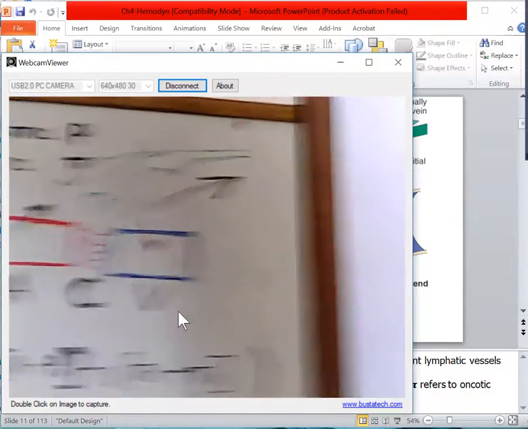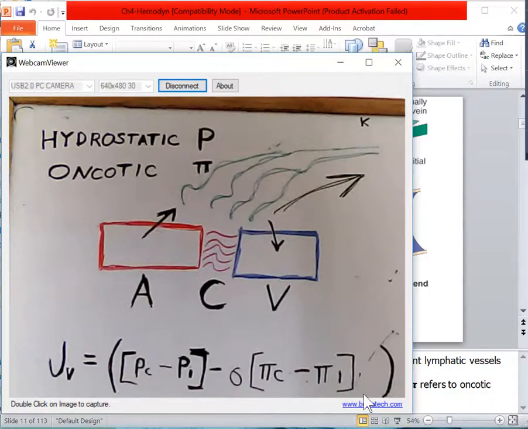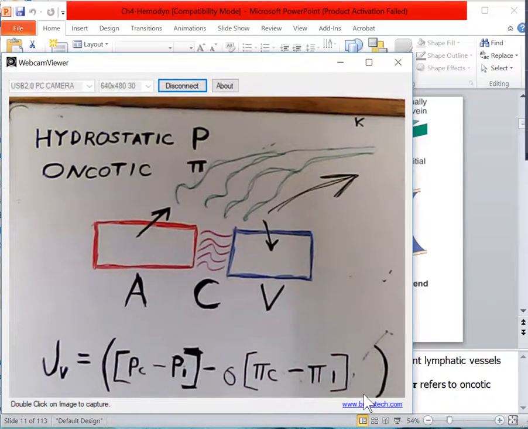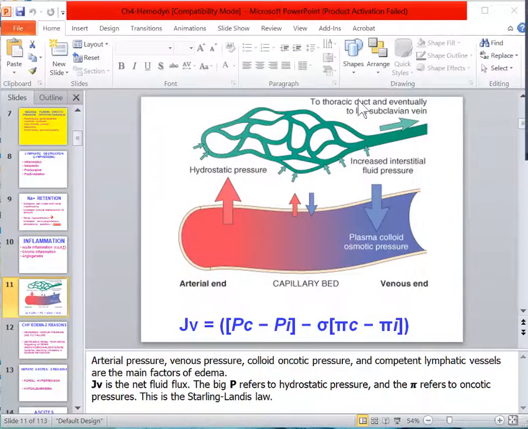So that's the Starling-Landis equation, and I tried to explain it in plain words and concepts rather than make you think this is a physics class or something like that. Let's do it again. At the arterial end, the hydrostatic pressure is greater than the colloid oncotic pressure, so the net flow of fluid is out of the vessel. At the capillary end, the forces are about the same.